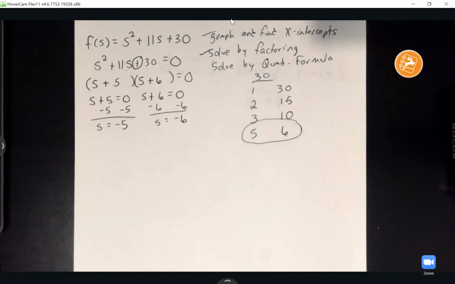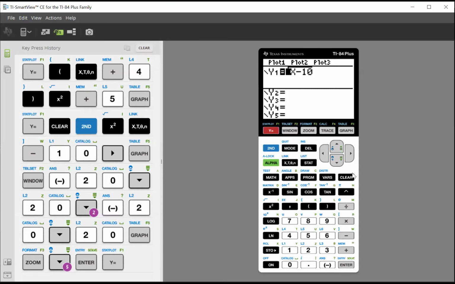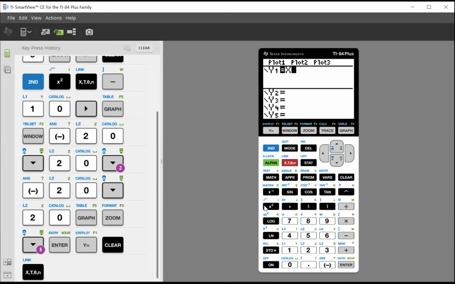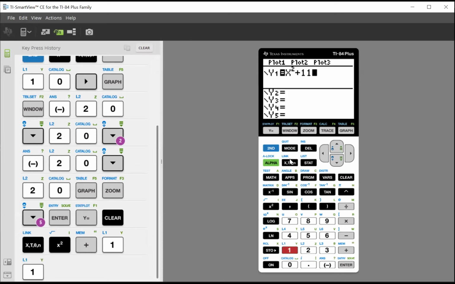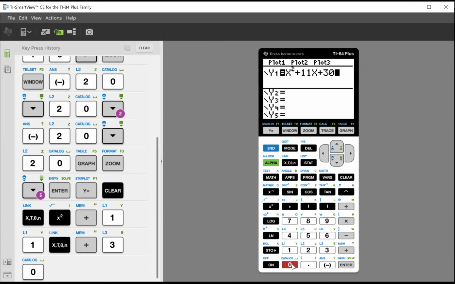So let's go to the calculator. So I'm going to go y equals, clear that out. So I had, now I'm just using x's instead of s's. So I had an x, square that. And y'all, you got to use x's on this part, okay, when you're graphing. Plus 11s will be 11x, and then plus my 30. So that's the only thing you got to remember when you're doing it on the calculator. You got to use x's instead of whatever letter they're giving you.